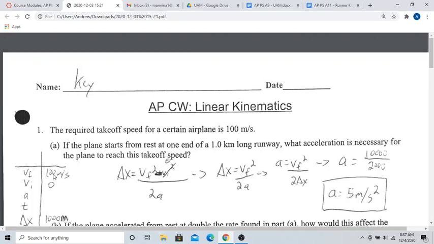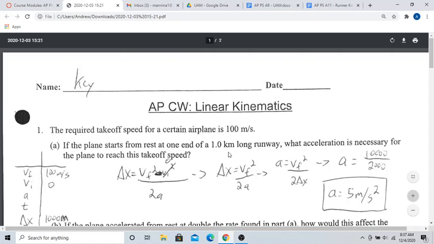Now remember, we have to have at least 3 pieces of information about the motion of an object in order to use kinematics effectively. So looking at the other things, it doesn't tell us acceleration, but we're looking for that, so hold on to that one. Time doesn't tell us anything about the time. Delta X, displacement, it does tell us. It tells us how long the runway is, which means we're going to make the assumption it's going the whole length of the runway before it takes off. So because of that, we're going to say the displacement is 1,000 meters.